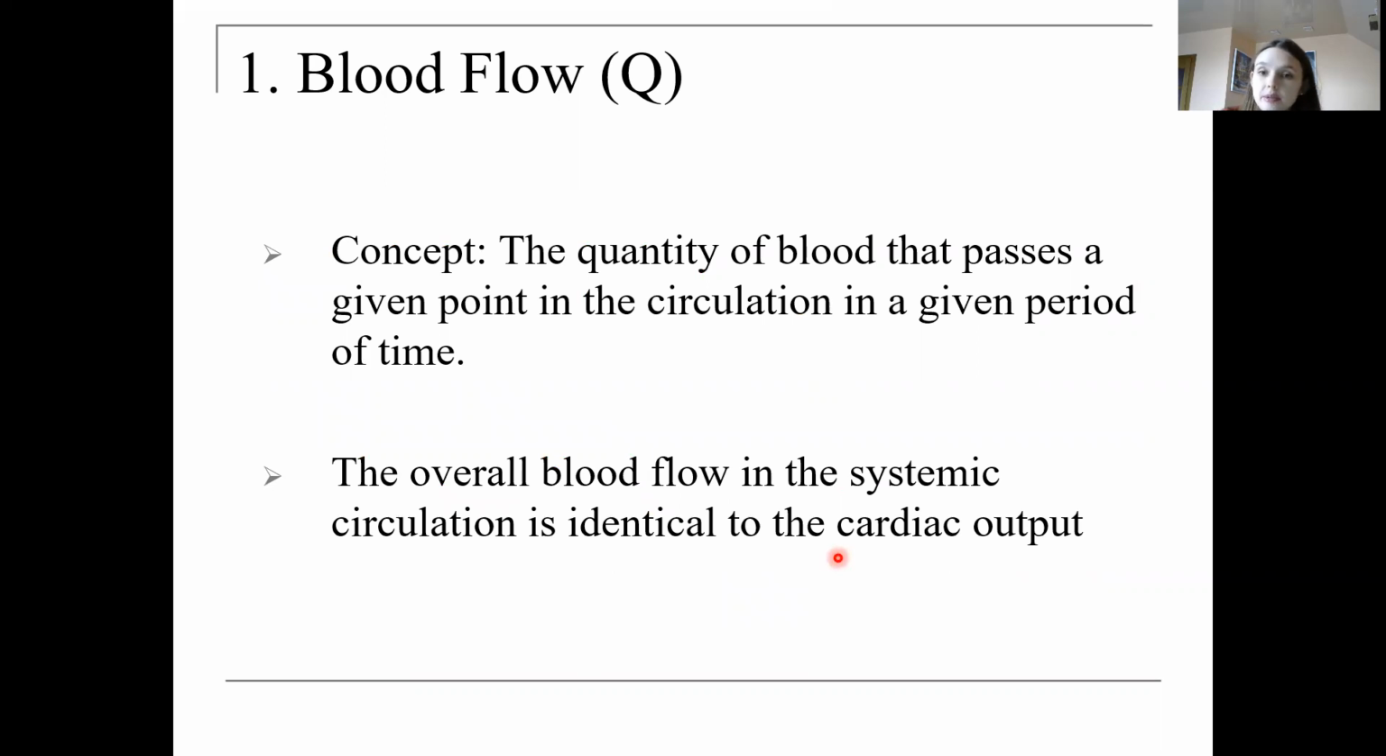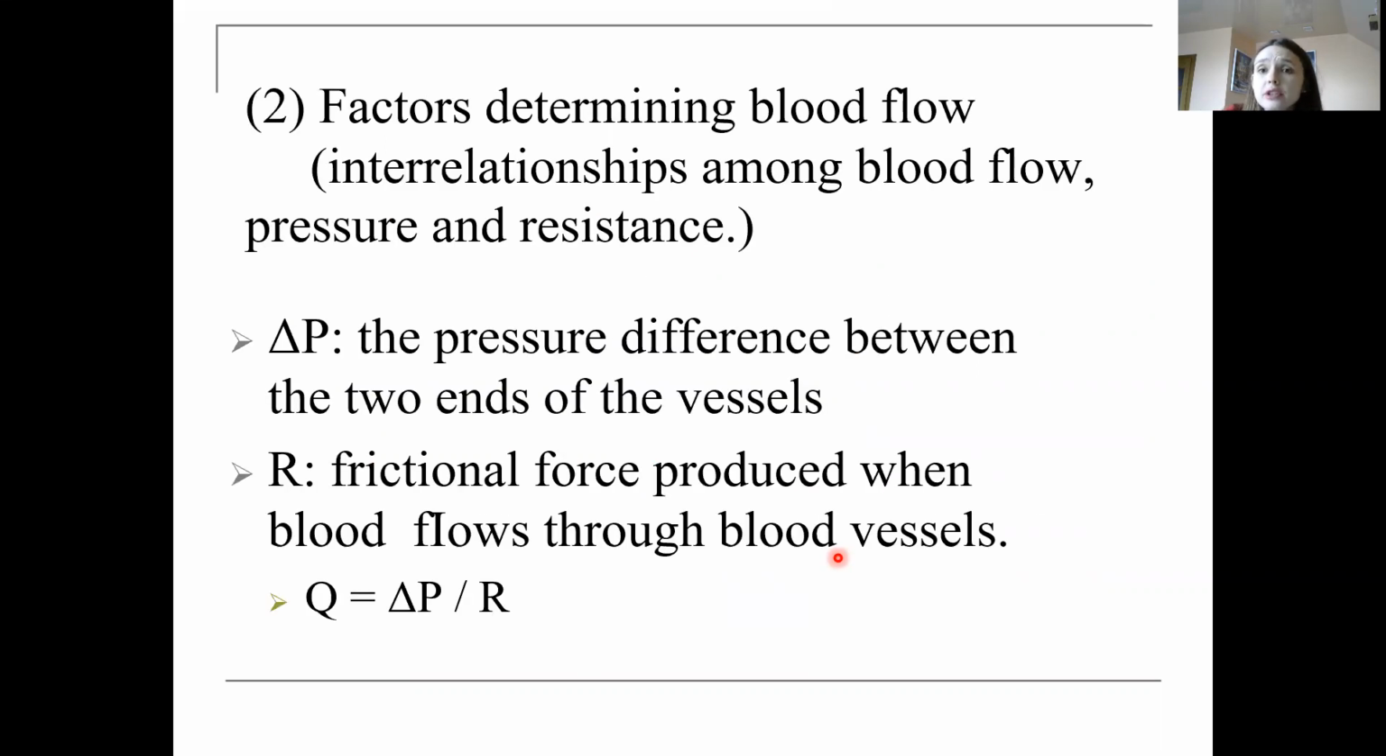What is its concept? It means the quantity of blood that passes a given point in the circulation in a given period of time. Mainly, the overall blood flow in the systemic circulation is identical to the cardiac output. So when we talk about blood flow, we could mainly mean the cardiac output. So what factors are responsible for determining the blood flow?